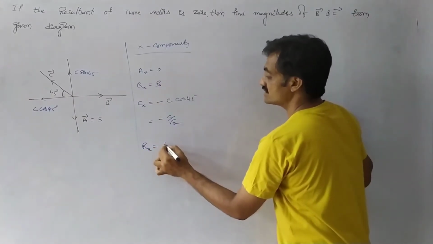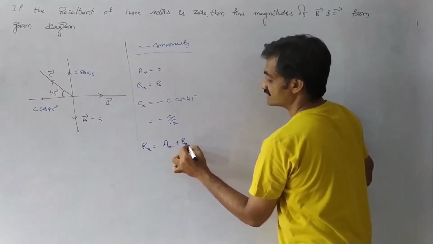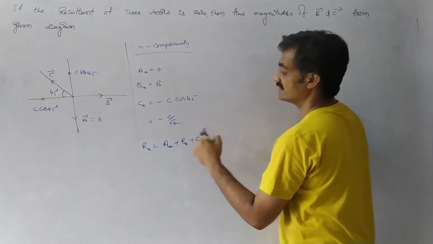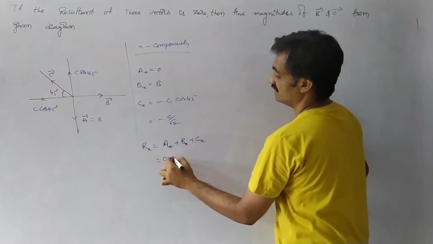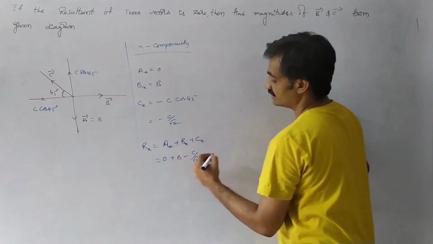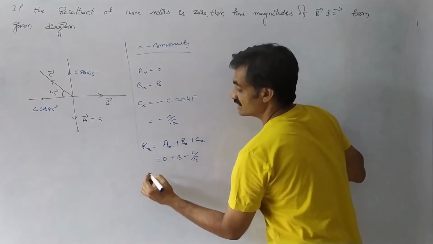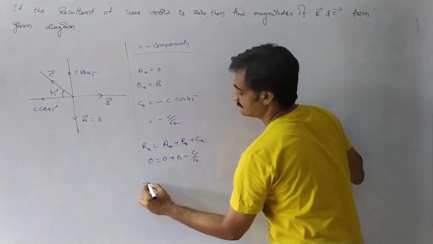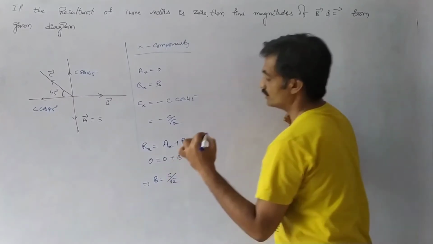R suffix x equals A suffix x plus B suffix x plus C suffix x. Observe that the value of A suffix x is 0, B suffix x is B, and C suffix x is minus C by root 2. Here observe that the resultant is 0, so we can substitute R suffix x equals 0. Then based on that we can write B equals C by root 2.